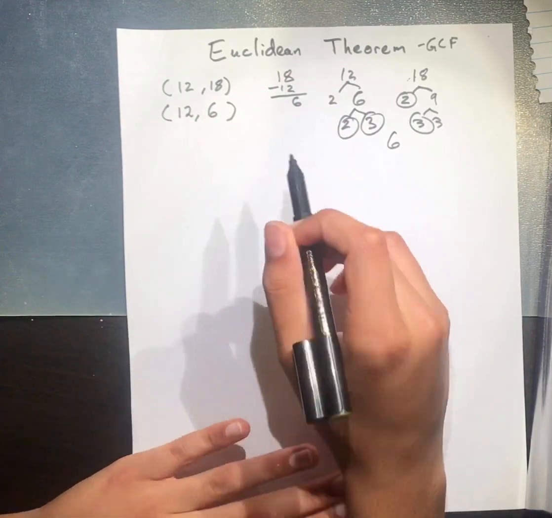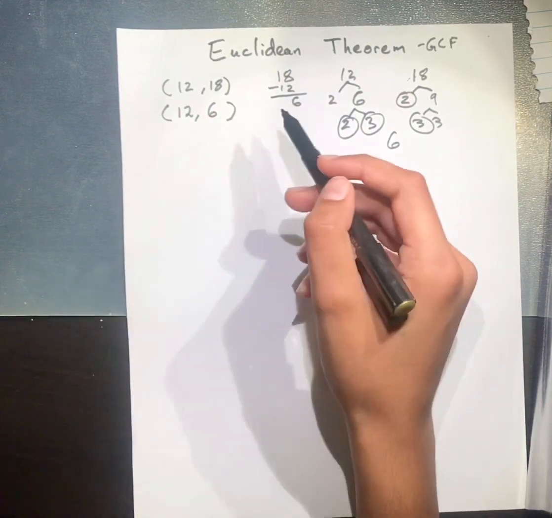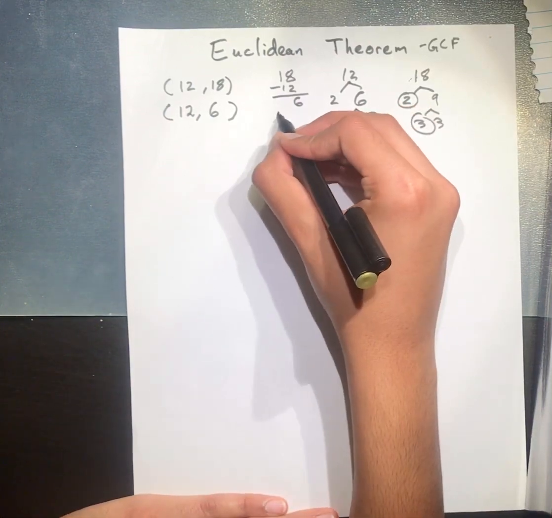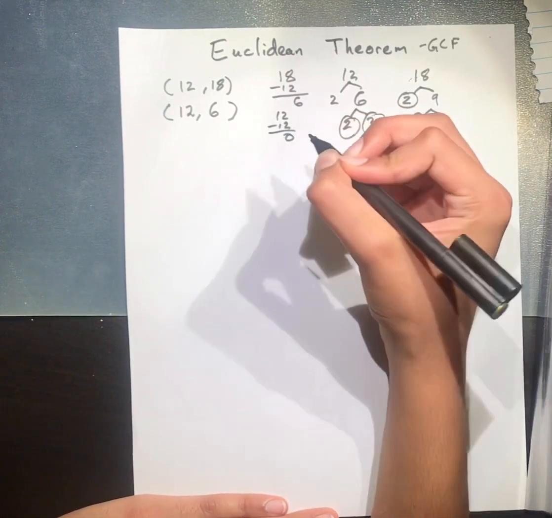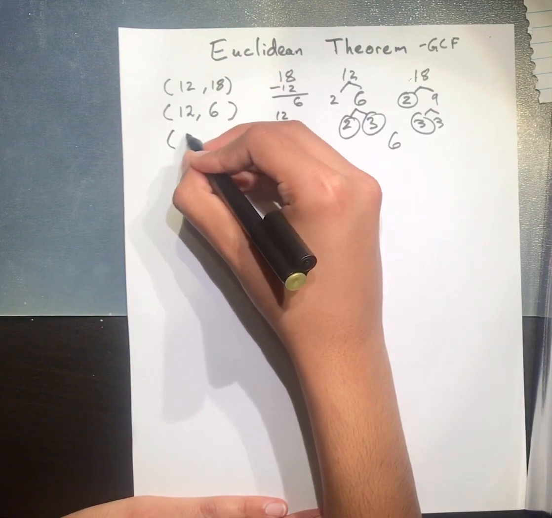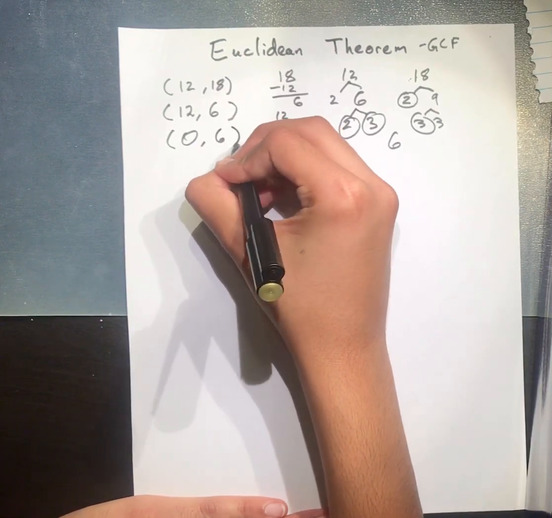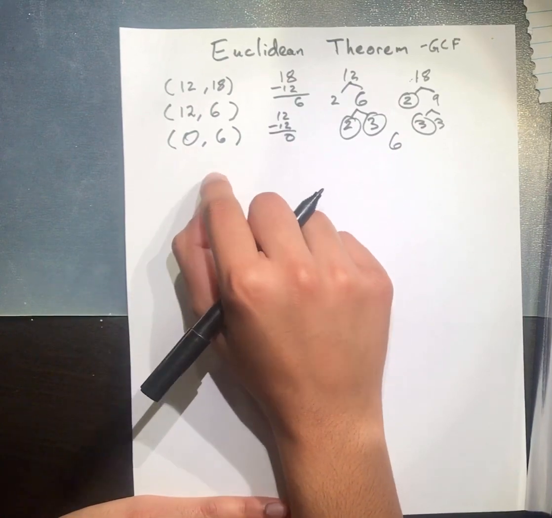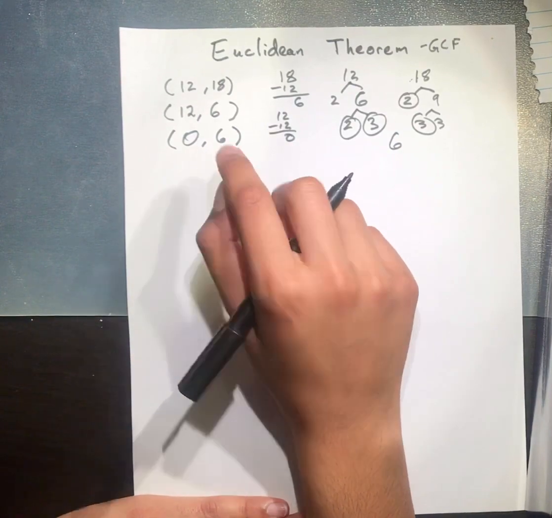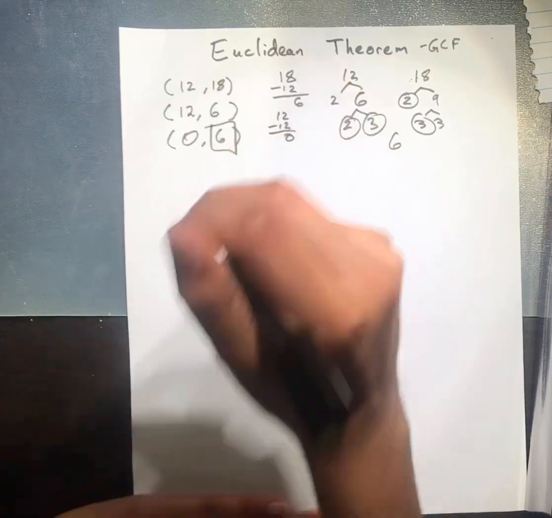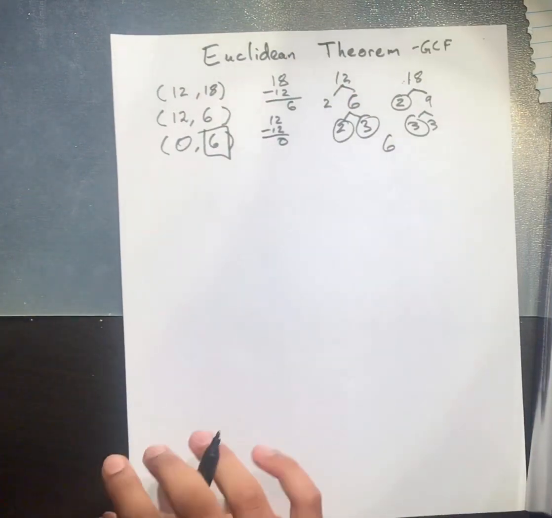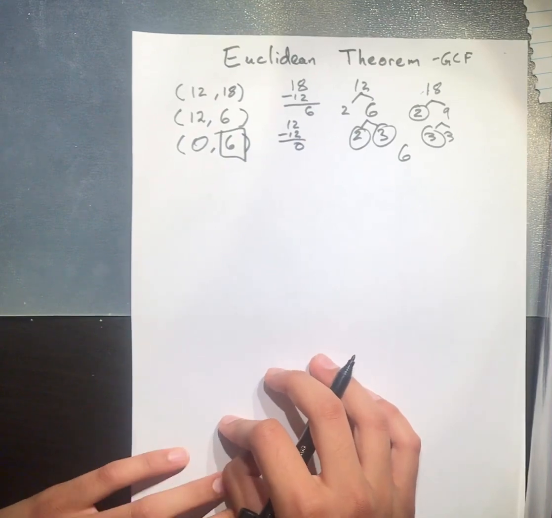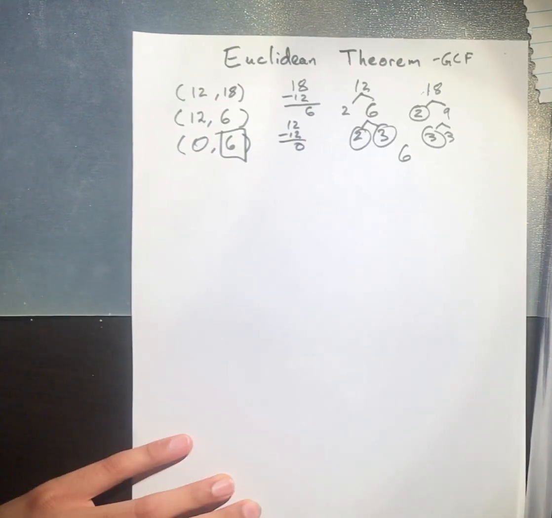And now, how many times does 6 go into 12, and what's the remainder? Well, it's obvious, 6 goes into 12 twice, and then 12 minus 12 equals 0. So there's no remainder, so you write 0, 6. And once you get to this stage, where one of the numbers is 0, the other number is going to be the GCF. So here, 6 is going to be our GCF. That was a pretty easy example and took 3 steps.